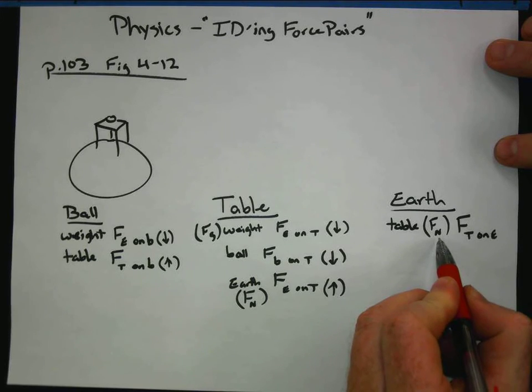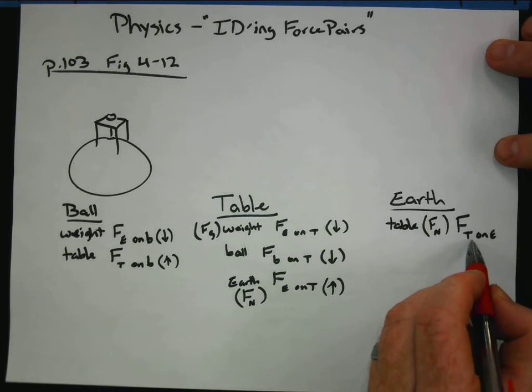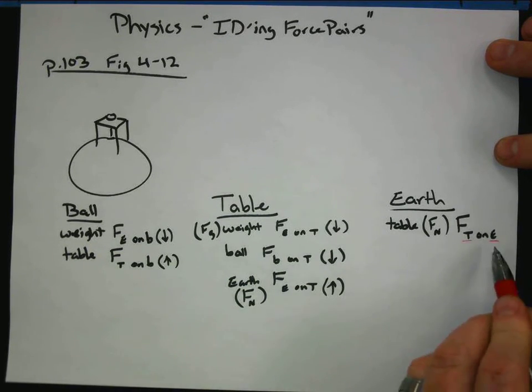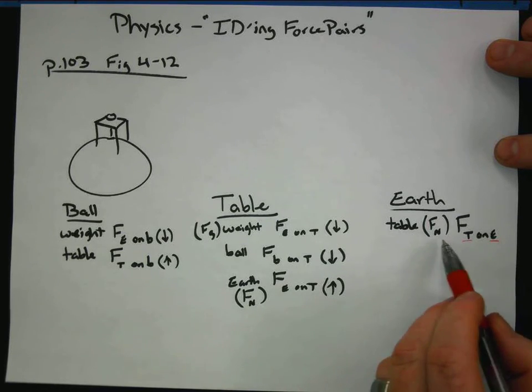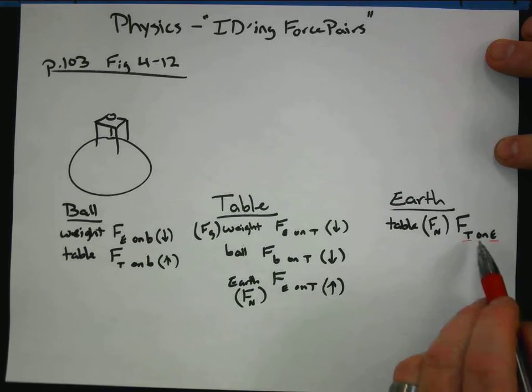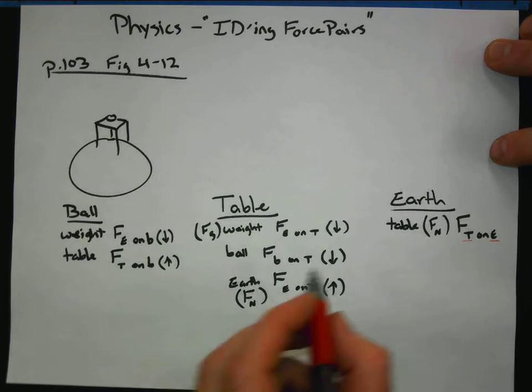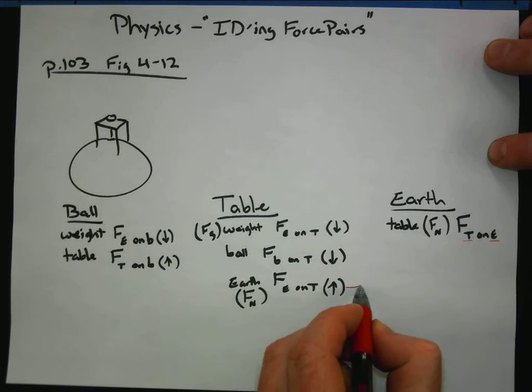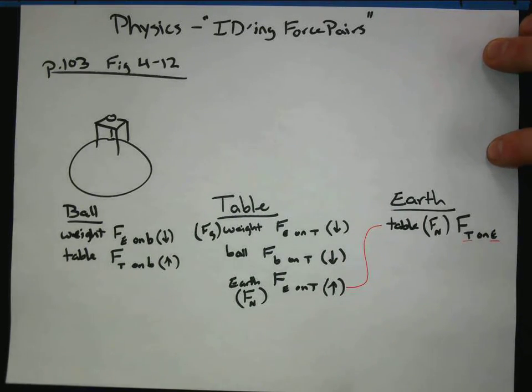Since this is a normal force, it's a contact force. I'm going to look at table on Earth, and I'm going to reverse those and say, where's the contact force of Earth on the table? Contact force of Earth on the table. So right away I see that these two are twins of each other.